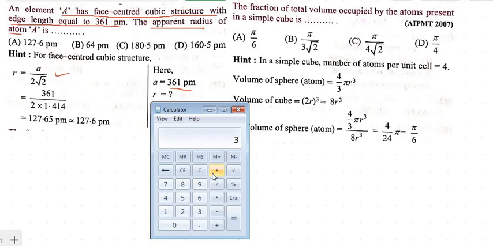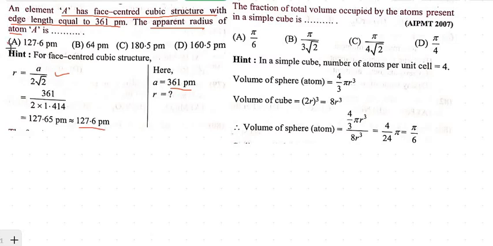361 divided by 2 divided by 1.414, and that comes to 126.65, which is very close to 127.6. So the correct answer is A, 127.6. Now let us move to one more example. The fraction of the total volume occupied by the atoms present in a simple cube is.